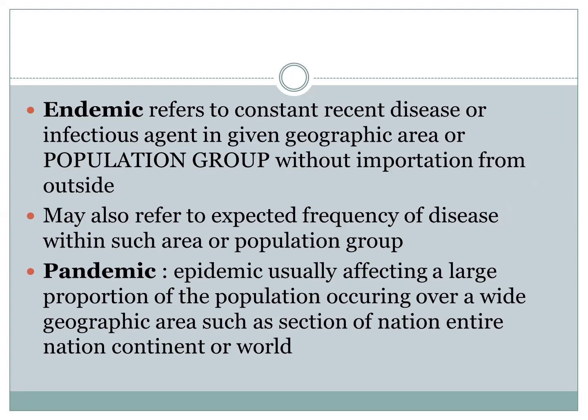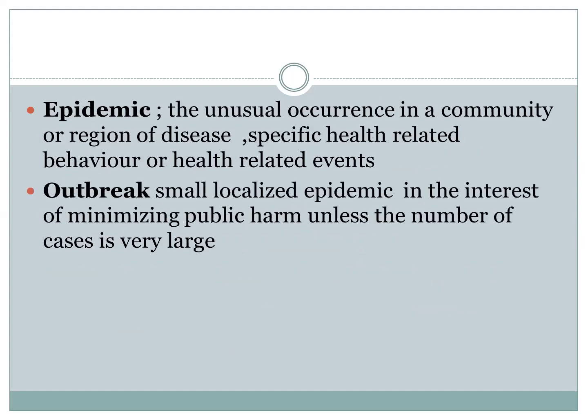For example, we know that malnutrition is endemic in Thar, but malnutrition is not an infectious disease. For example, we know that there are certain number of hepatitis, cholera cases in a particular area. But if the cases get increased more than normal, then that would be classified as epidemic. And what is pandemic? Pandemic is an epidemic which is affecting a large portion of population occurring over a wide geographic area, such as section of nation, entire nation, continent, or the whole world, like COVID pandemic.